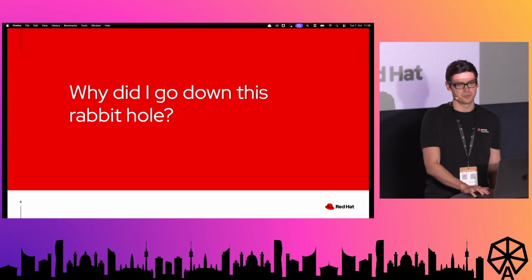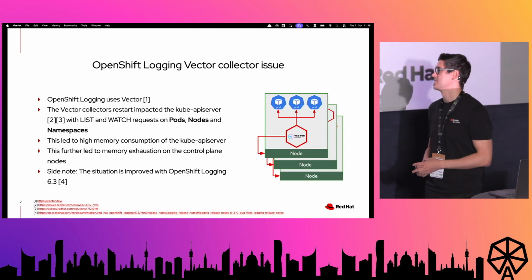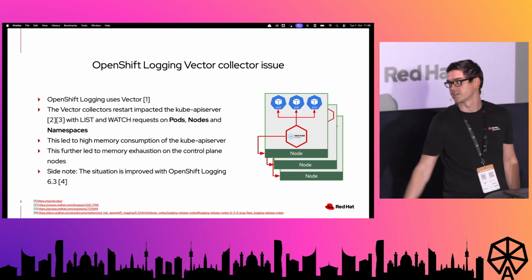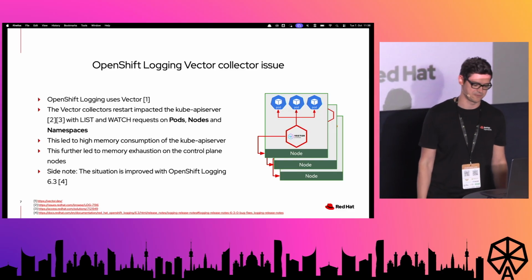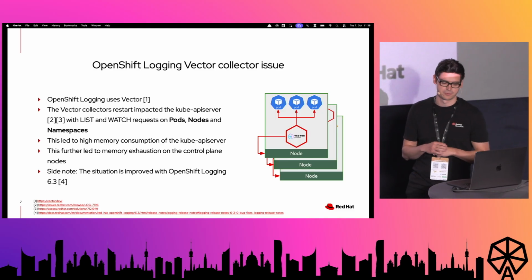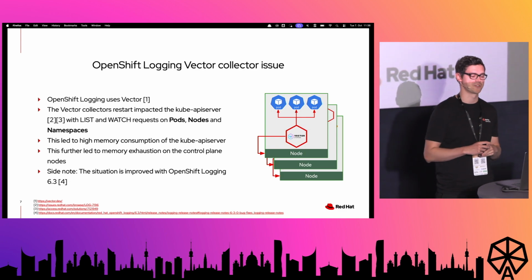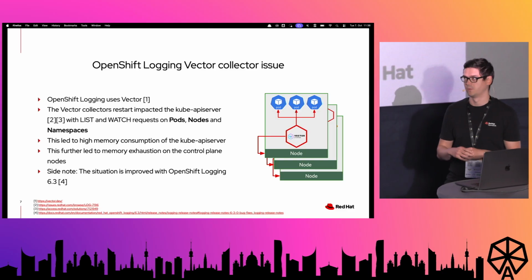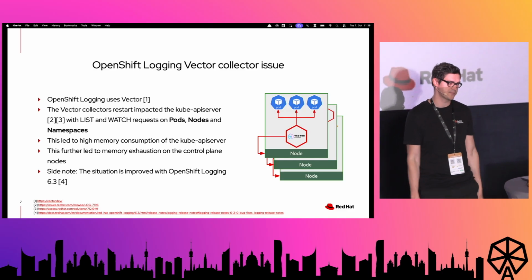Okay, so the first question is, why did I go down this rabbit hole? You will see all the references at the bottom, so you can read this up on your own, but it is quite exhausting, so I did this for you. I went down this rabbit hole because of a component in OpenShift, which we call OpenShift logging. This is using Vector by Datadog to collect all the logs from pods and other stuff on each of the nodes, so the Kubernetes nodes, OpenShift nodes.